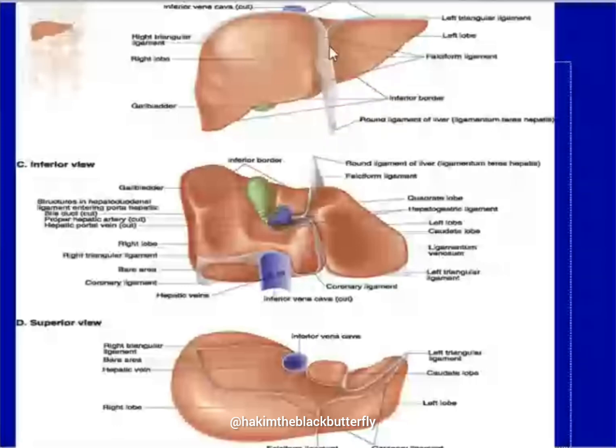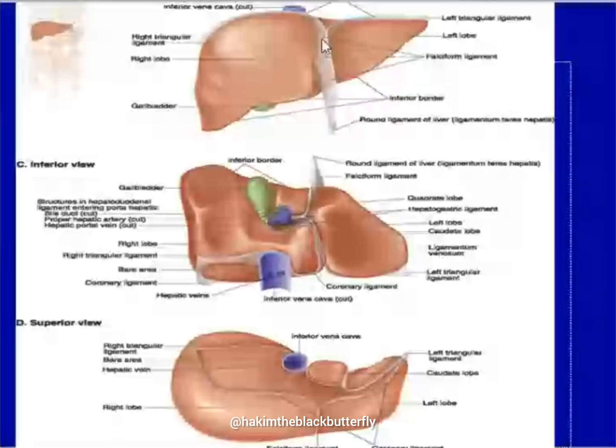So it is made up of two membranes, one on the left, one on the right. These membranes peel off from the anterior abdominal wall, they go deep into the abdomen, and then they reflect themselves onto the anterior surface of the liver. So those two membranes of the peritoneum, which are peeling off from the anterior abdominal wall, are the ones that we call the falciform ligament.